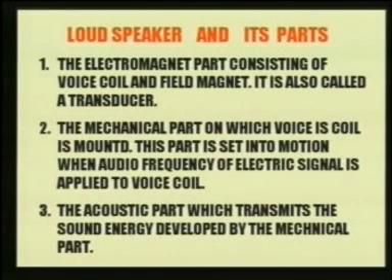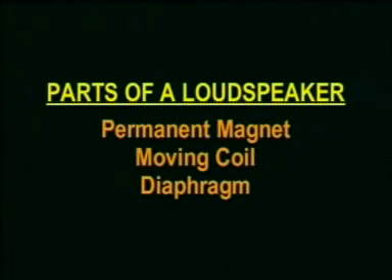The loudspeaker has been divided into three parts: electromagnetic, mechanical, and acoustic. The electromagnetic part consists of a voice coil and a field magnet. It is also called a transducer. The mechanical part is the one on which the voice coil is mounted. This part is set into motion when audio frequency electrical signals are applied to the voice coil. The acoustic part transmits the sound energy developed by the mechanical part. The main three parts of a loudspeaker are the permanent magnet, moving coil, and diaphragm.